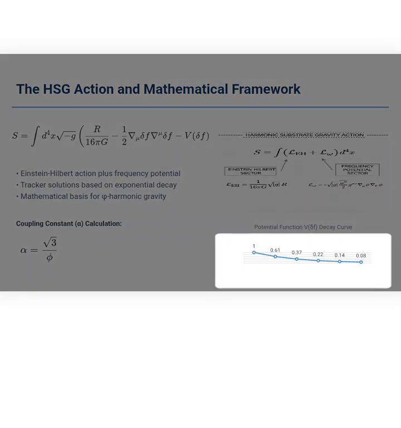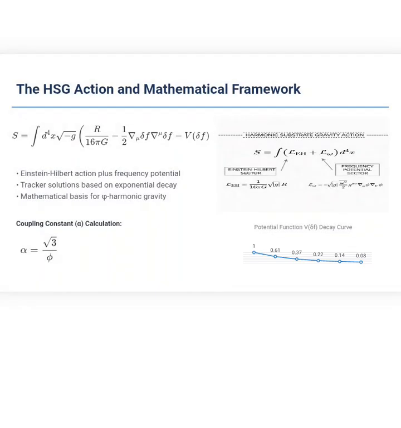Finally, let's examine this potential curve. This line chart shows how the potential V decays exponentially as the frequency deviation increases. This tracker behavior is what allows the theory to naturally mimic the effects of dark energy without needing a cosmological constant. It's elegant, self-regulating math at work.